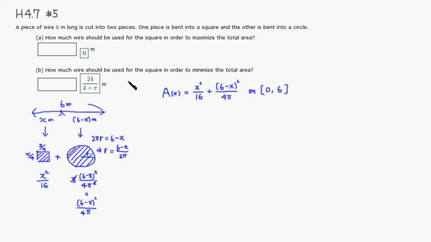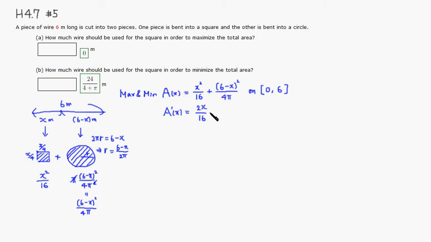Then for parts A and B, we have to maximize and minimize this area. So we have to do both. Let's look at the derivative and find a critical number. A prime of x is going to be equal to, 1 over 16 is just a constant, so I'll just put that over 16 here. The derivative of x squared would be 2x.